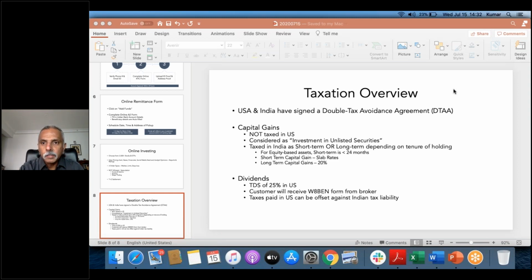Brokerage charges I have already covered. Account maintenance charges from HDFC: in addition to the charges that I have already mentioned, there are no additional account maintenance charges.